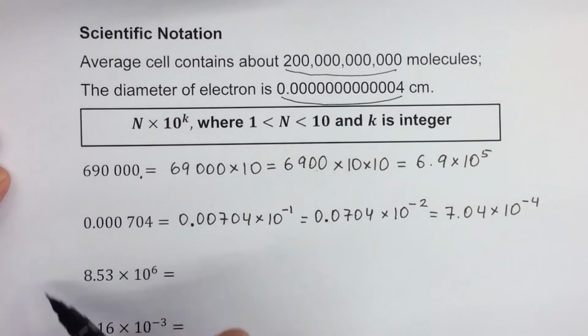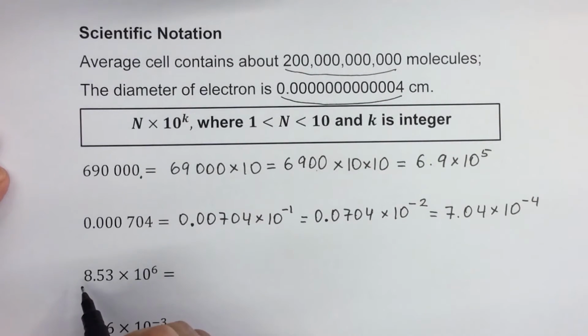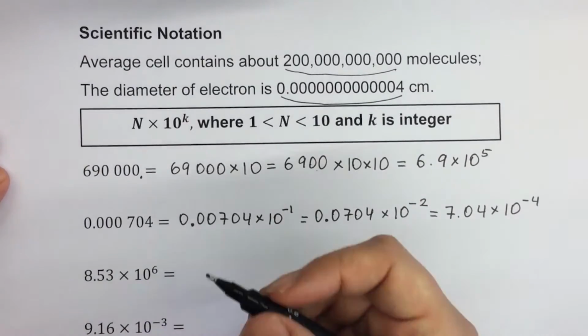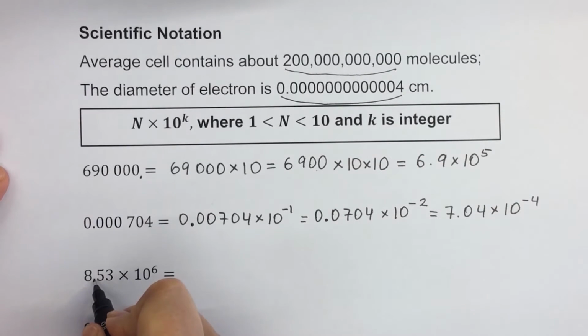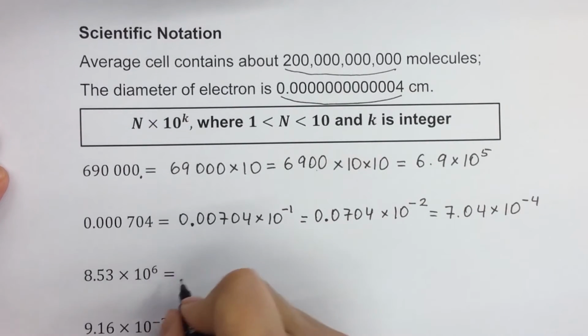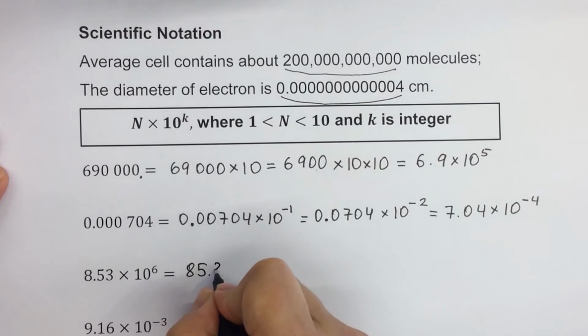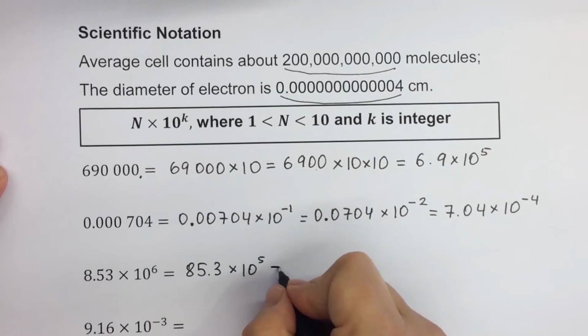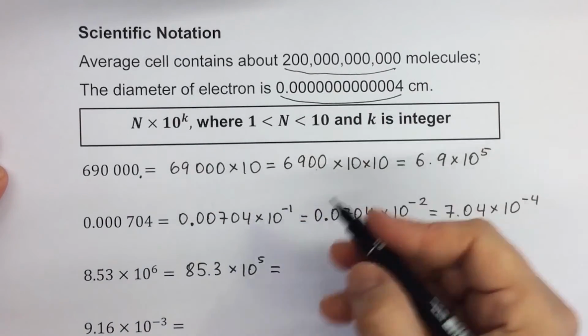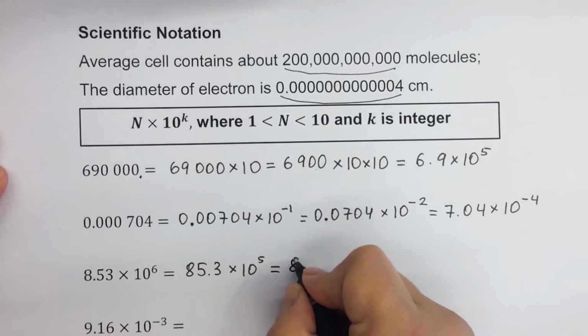Now, if we are given a number in scientific notation, we need to be able to write this in general notation. Okay, so we have 8.53 times 10 to the power 6. So what we do, basically every time we multiply by 10, we move our decimal point to the right. Okay, let's start this process. It's the same as 85.3 times 10 to the power 5. And we can again make this larger and use 1 of our tens.